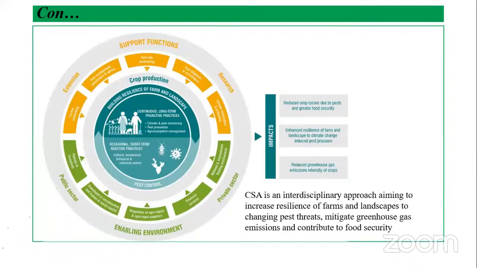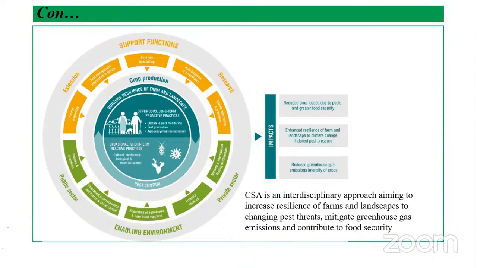So we can see this diagram. It's a very important diagram. This diagram simply tells us the interaction of different stakeholders and their impact on production and the productivity of the ecosystem, and their effect on meeting the objective of climate smart agriculture. We can see the public sector, we can see the enabling environment, we can see the private sector, okay? We can see research, we can see support functions, we can see also the extension services.